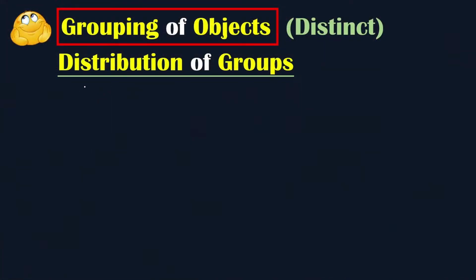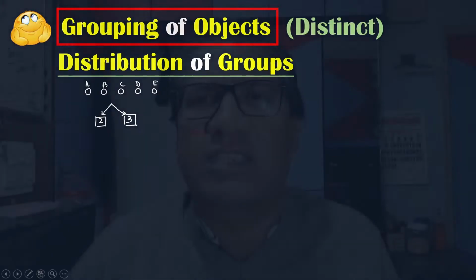Now see, suppose I have been given 5 distinct objects. Let us say these objects are A, B, C, D and E. Now if I ask to form a group of 2 objects and 3 objects, I want to form 2 groups. One group will have 2 objects, another group will have 3 objects.